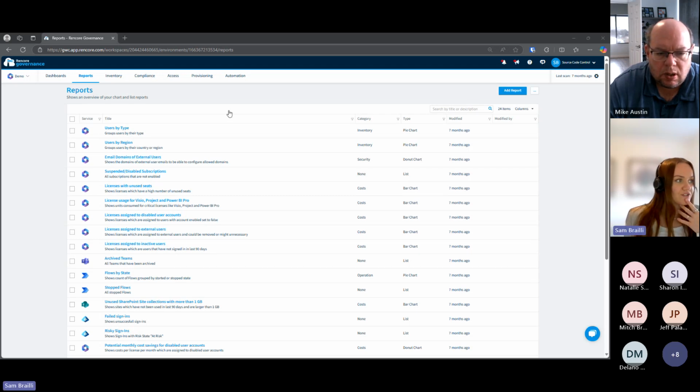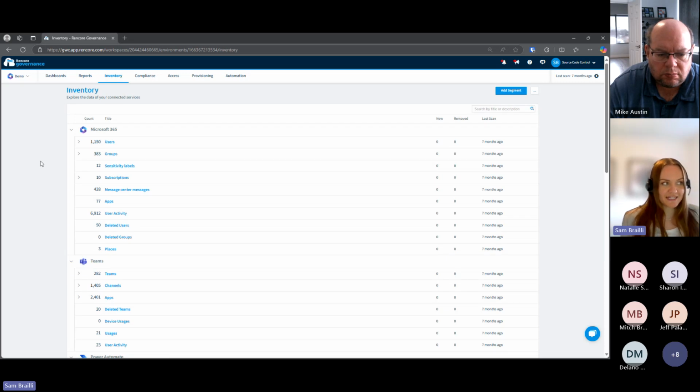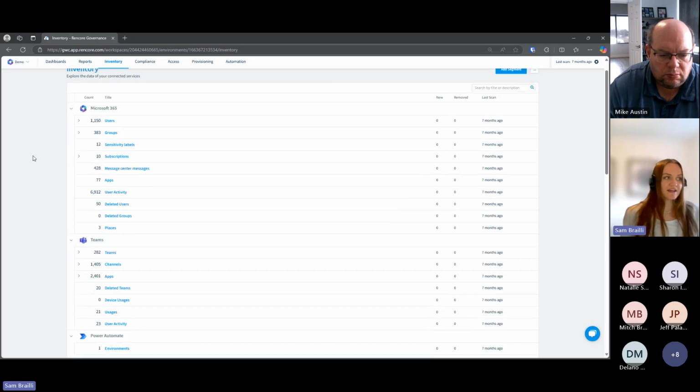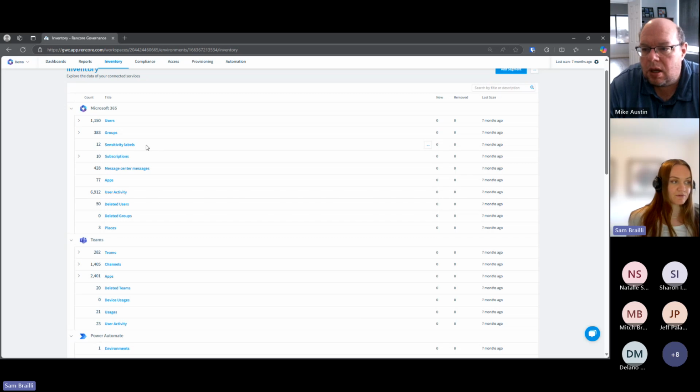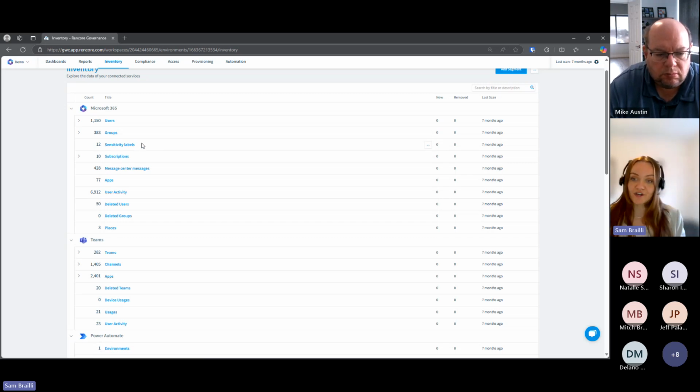So next up, we've got inventory, and the clue's kind of within the name of this one. This is just giving us a summary of all of the different elements within our environment. So we can see all of the different users, we can assess sensitivity labels. Sensitivity labels is a really interesting one for those of you that are wanting to use Copilot.